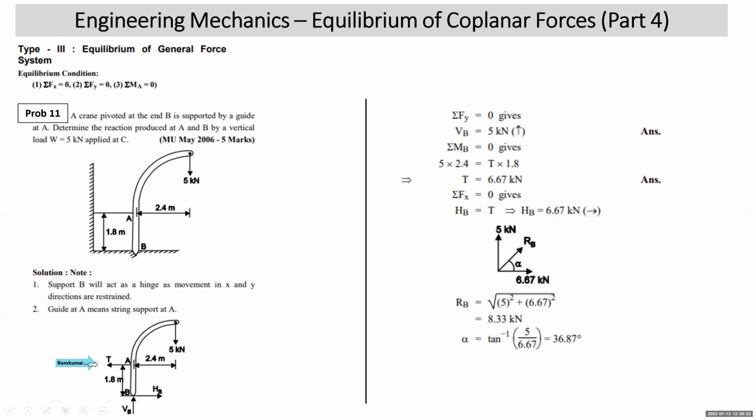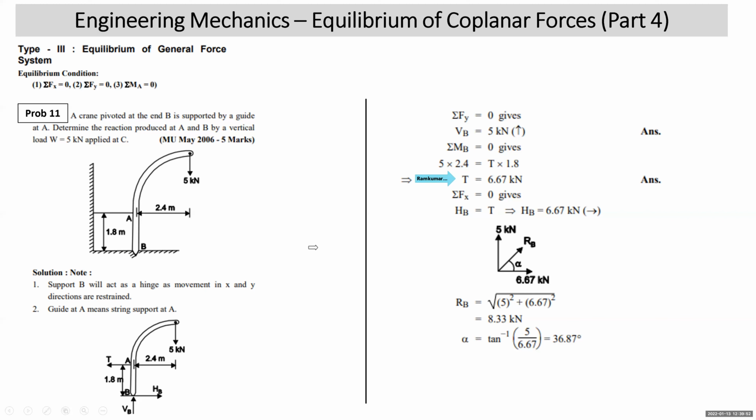All right. Then we write sigma Fy is equal to 0, VB is equal to 5 kilonewton. Sigma MB is equal to 0 gives you 5 into 2.4 clockwise and T into 1.8 anti-clockwise. That gets you the value of T. Then sigma Fx is equal to 0, HB is equal to T. That is the value of HB.